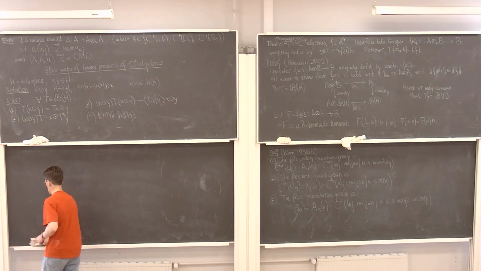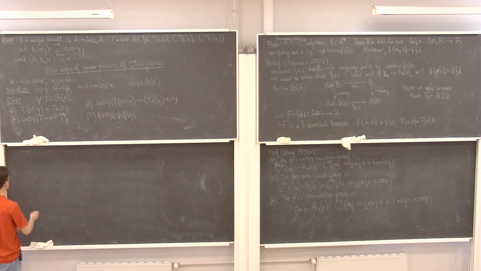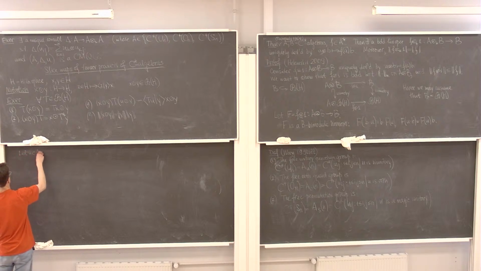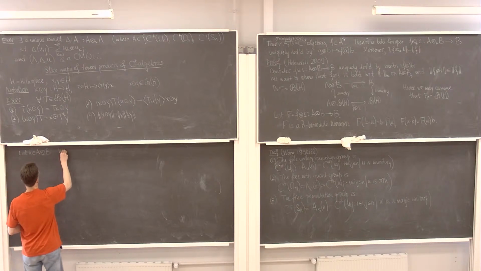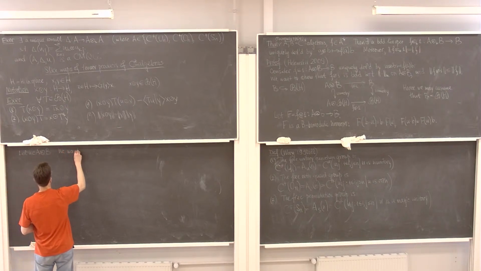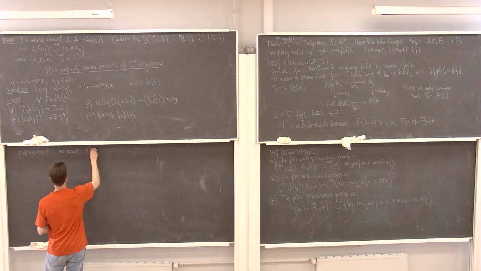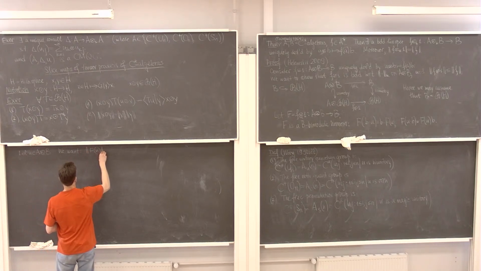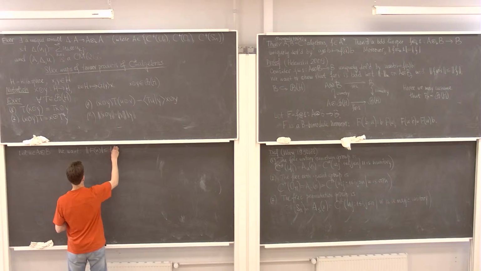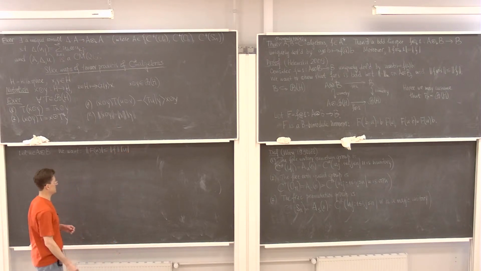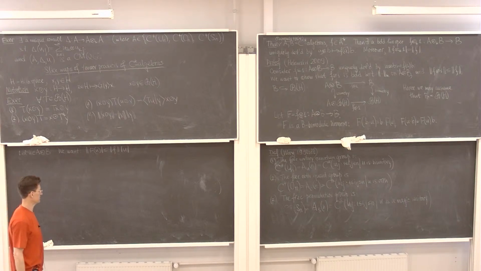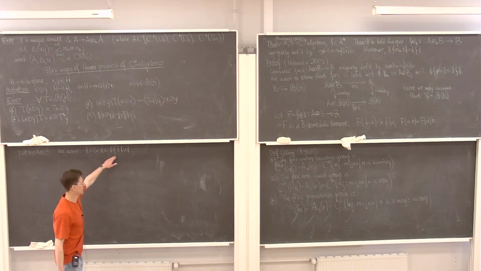So let's take an arbitrary element in the algebraic tensor product, u. So we want to show that the norm of F of u is less than or equal to the norm of little f times the norm of u. So this estimate would imply that big F is bounded and that its norm is less than or equal to the norm of little f.